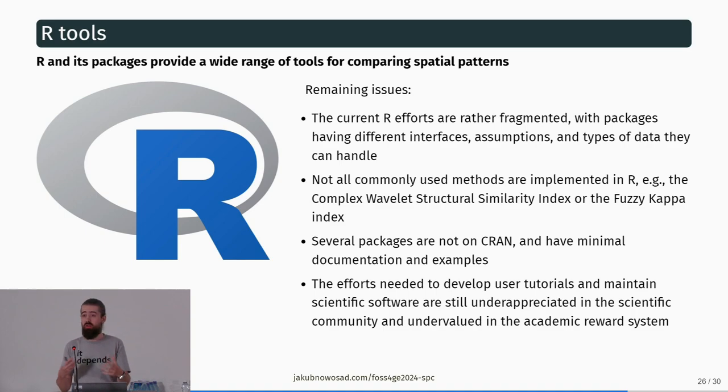Also, the whole effort is rather fragmented, which makes sense, I think, because people from different fields want to compare spatial patterns. So they develop their own tools, they develop their own methods, and often they do not talk to each other. So if you want to calculate five methods, you need to learn five tools, which is probably not the best. Not all of those packages are on the official repository on CRAN, and some have very minimal documentation. So I needed to spend some time going to the source code or to examples and maybe play with that to just calculate one value.